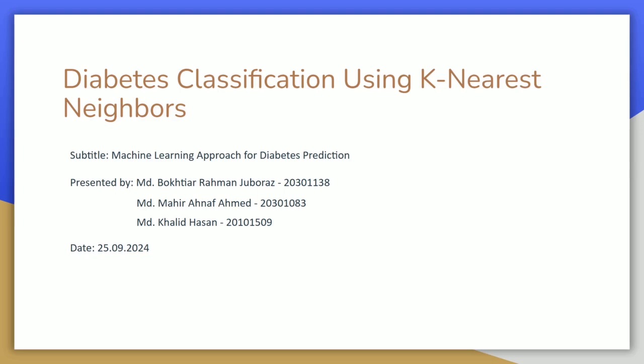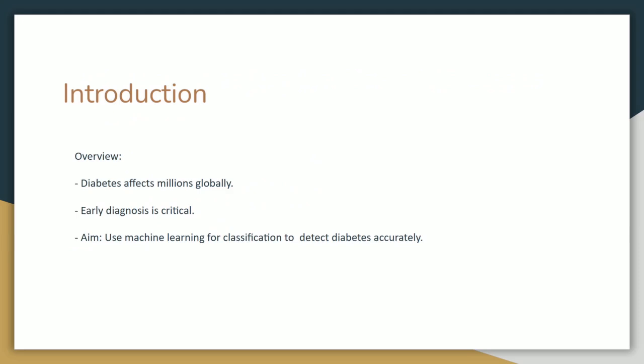Moving to slide 2, we delve into the background and objectives of the project. As mentioned earlier, diabetes is a widespread and serious disease that requires early diagnosis for effective treatment. Unfortunately, many cases remain undiagnosed until the disease has progressed, making early detection crucial. Our project utilizes machine learning to address this challenge.